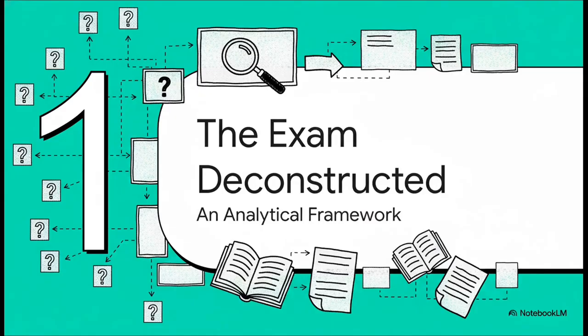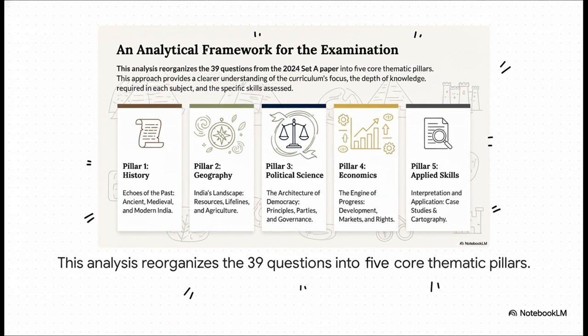Okay, so how on earth do you make sense of 39 different questions? Well, you need a system, right? The analysis we're digging into gives us a really powerful framework. Think of it like a special lens that helps us see the patterns and priorities hidden inside the test. And this is it. This is our roadmap.